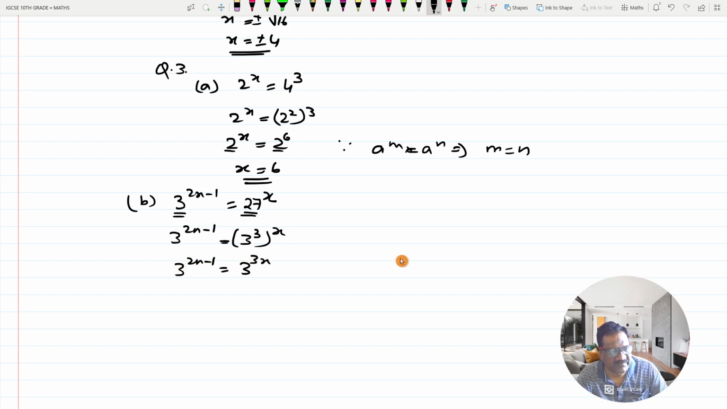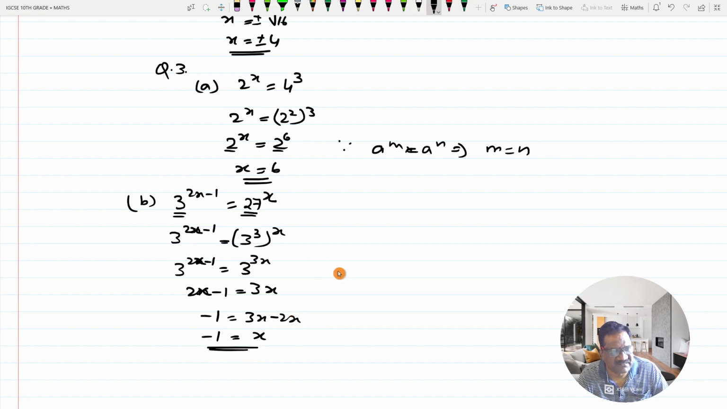2x minus 1. This is not n, this is x only. I'm unnecessarily bringing two variables in the picture. So this is 2x, right? So 2x minus 1 is equal to 3x. Now minus 1 will be equal to 3x minus 2x. So x will be equal to minus 1.